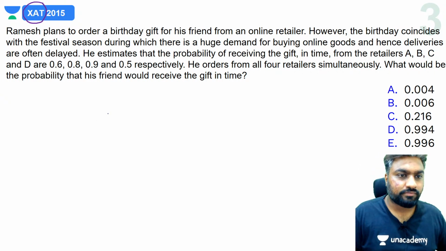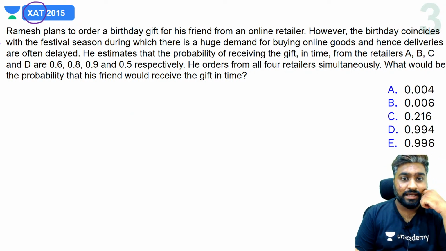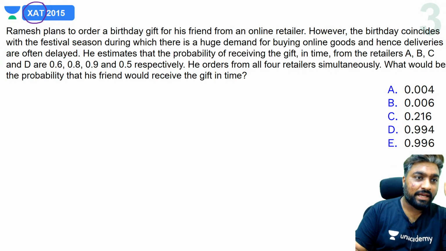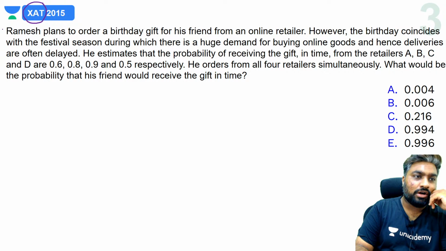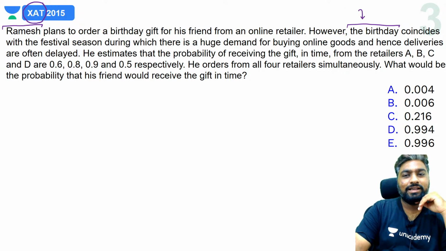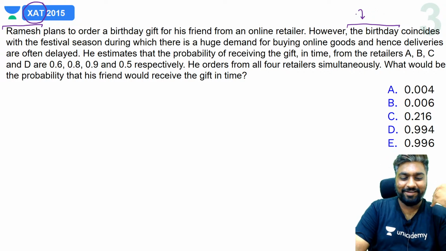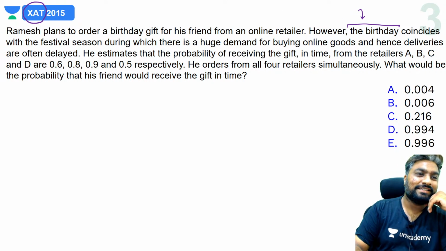So if you've read the question, you realize that the first 2 sentences, not first 2 lines, first 2 sentences are useless, correct? Ramesh plans to order a birthday gift for his friend from an online retailer. Don't need to know who wants to order, don't need to know why they are ordering, just order. And they're saying that the birthday coincides with the festival season. This again is a piece of information that nobody wanted to know.